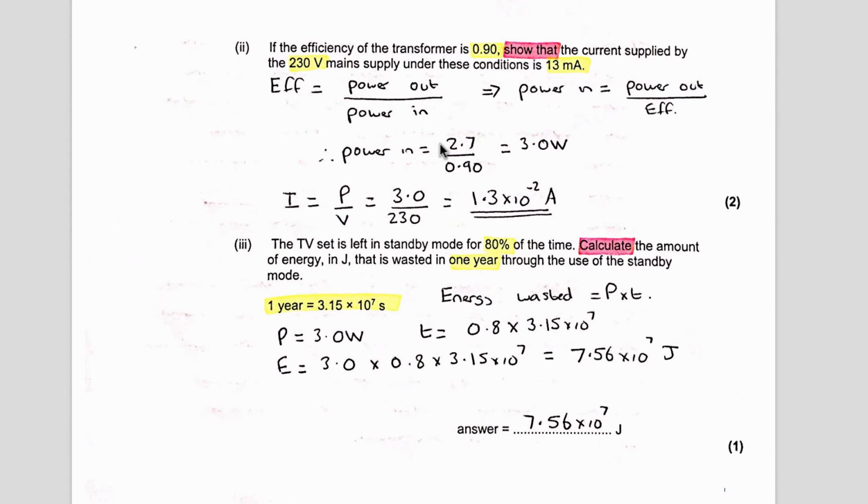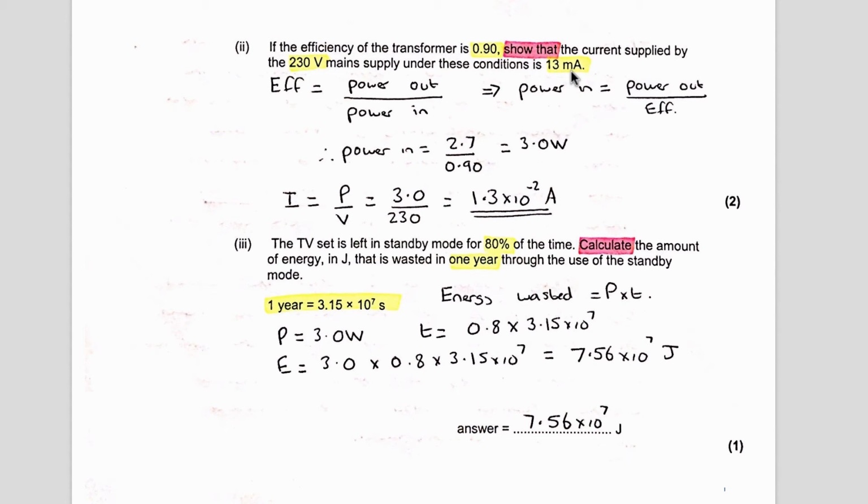Right, so that's our power in, but that doesn't quite answer the question because we're asked to calculate the current. Now, the current, if we know the power and the potential difference, is given by this equation: power is current times voltage, and we've rearranged it. So the power going in is 3 watts. The potential difference going in is 230 volts. If we work that out on our calculator, you get a current of 1.3 times 10 to the minus 2 amps, which is 13 milliamps.